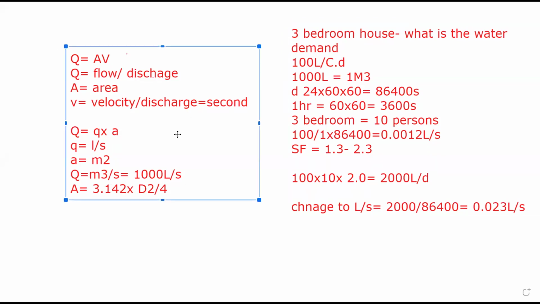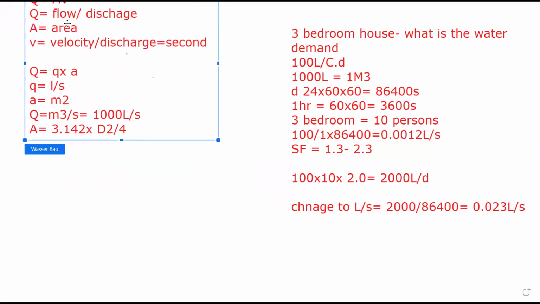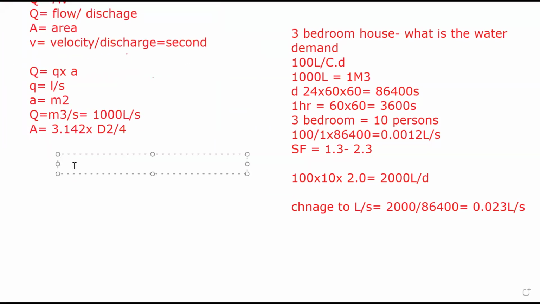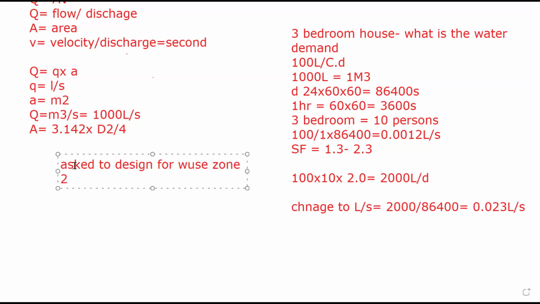From this, if I'm asked to design for Wuse zone 2, and I was told that the population of Wuse zone 2 is 20,000 people, call it population equivalent, PE. All I need to do now is to say the single demand is 100 times 20,000. And then the safety factor. Let's say I choose 2 again.